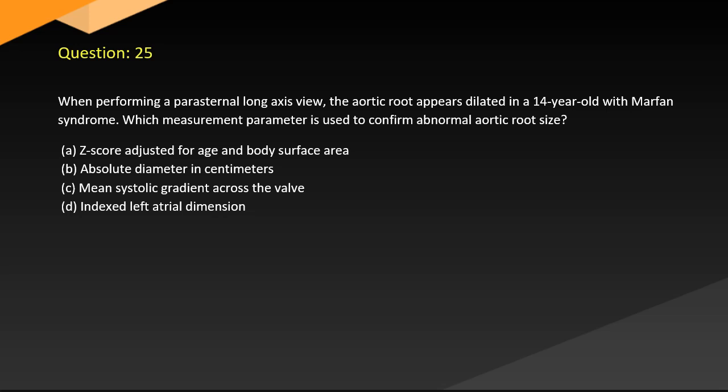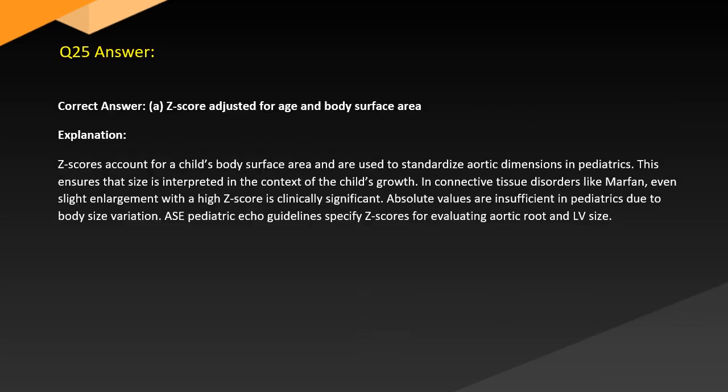Which measurement parameter is used to confirm abnormal aortic root size? A. Z-score adjusted for age and body surface area. B. Absolute diameter in centimeters. C. Mean systolic gradient across the valve. D. Indexed left atrial dimension. Answer. Correct answer. A. Z-score adjusted for age and body surface area.